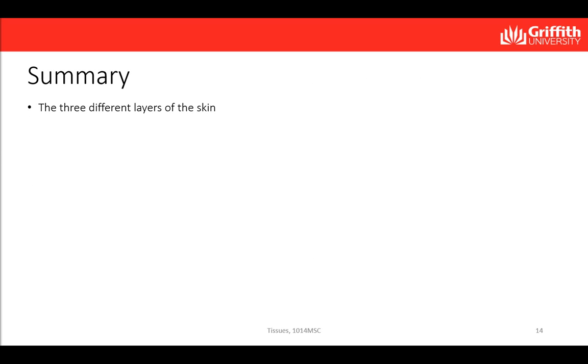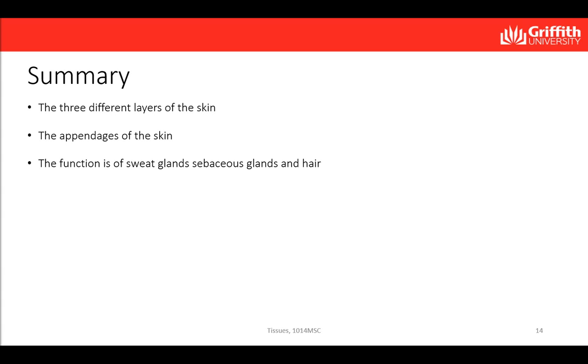From this video, we have learnt about the integumentary system. We have learnt where we can individually identify each of the 3 layers of the skin. We've also learnt about the appendages of the skin, the function of sweat glands and sebaceous glands and hair, and finally, we have learnt about the 3 different kinds of protective barriers.